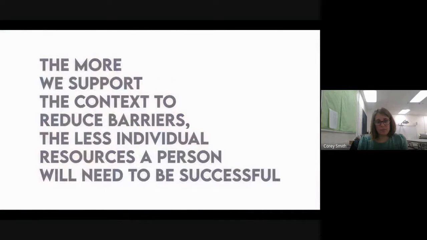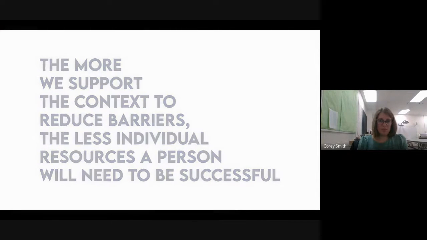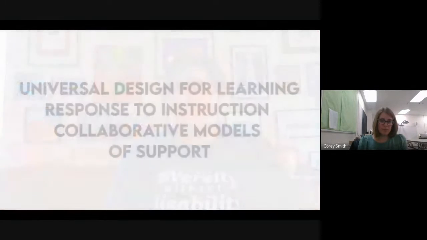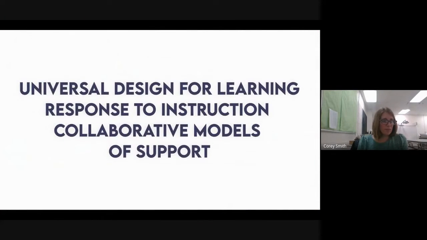Because the big idea here is this, my friends. The more we support a context to reduce barriers, the less individual resources a person will need to be successful. The social model of support is a foundational understanding to planning for all students and directly connects to universal design for learning, response to instruction, and collaborative models of support.